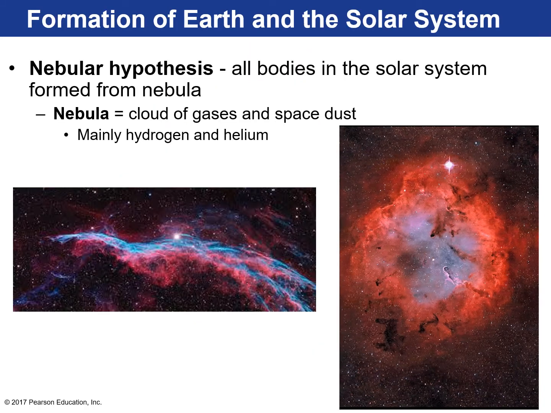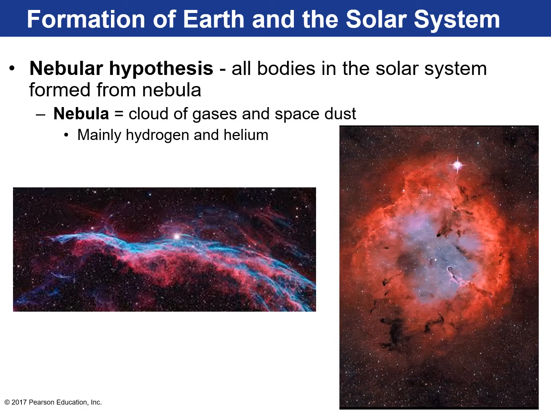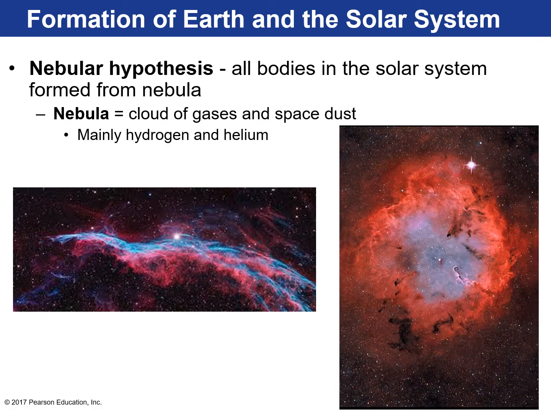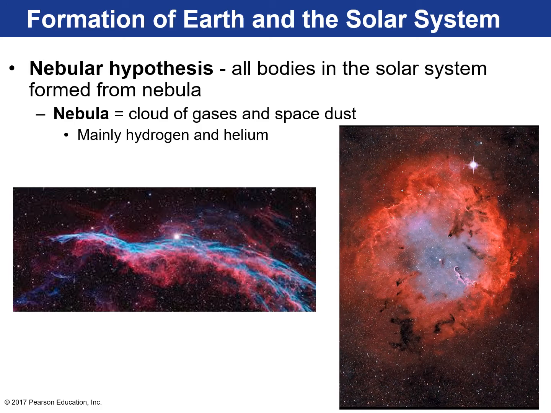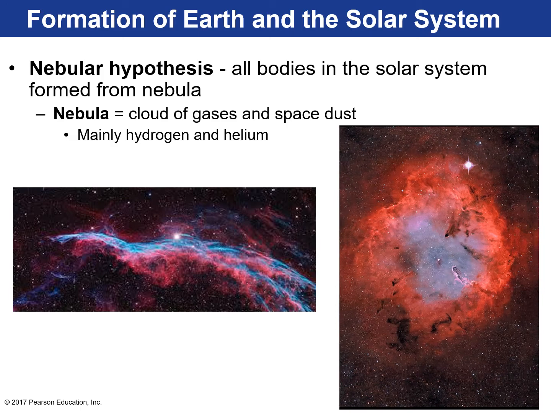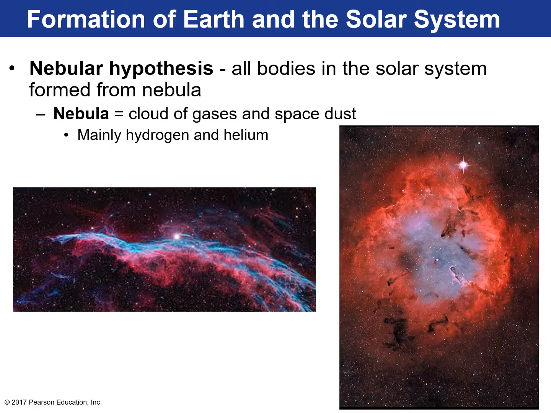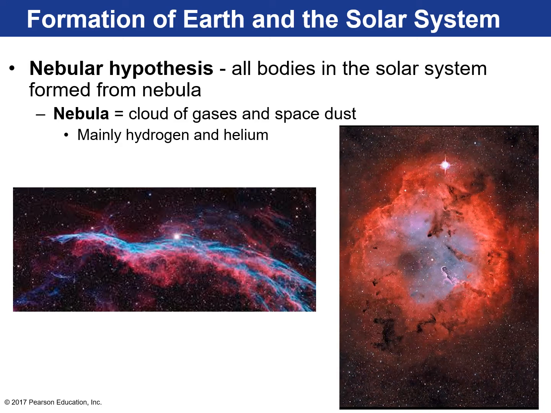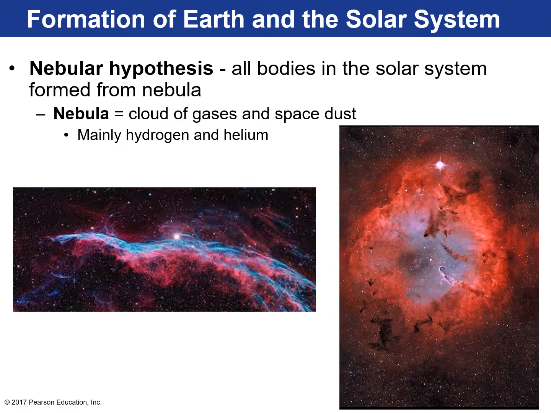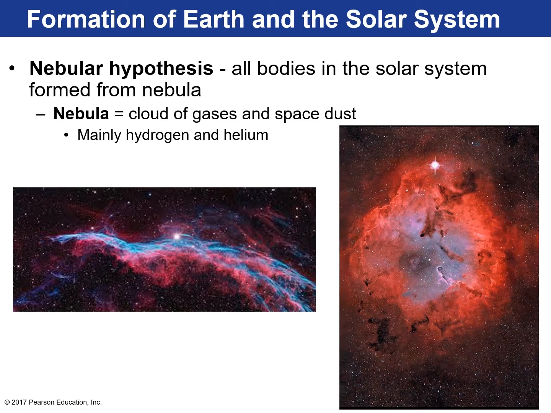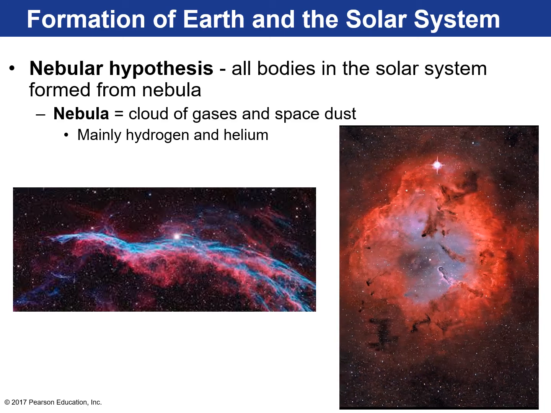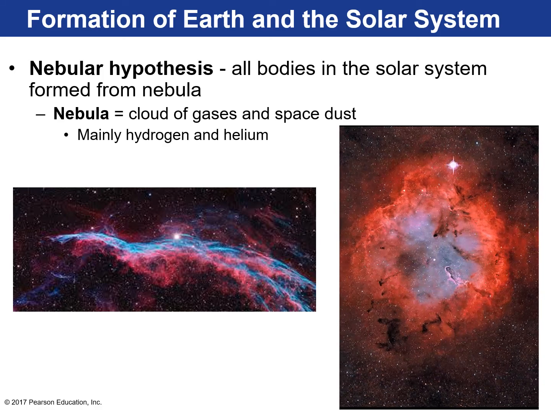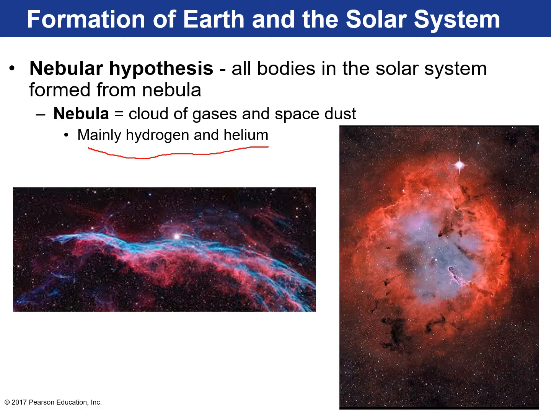Okay, all right, so let's talk about the formation of Earth and our solar system. The Nebular Hypothesis is a hypothesis that all bodies in the solar system formed from a nebula, and that's a cloud of gases and space dust. Space dust meaning material like silicate material, rock material, metals, and gas, in this giant gaseous three-dimensional nebula like you see there. The composition of this nebula was mostly hydrogen and helium.